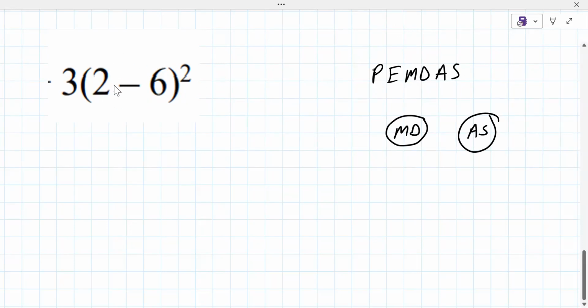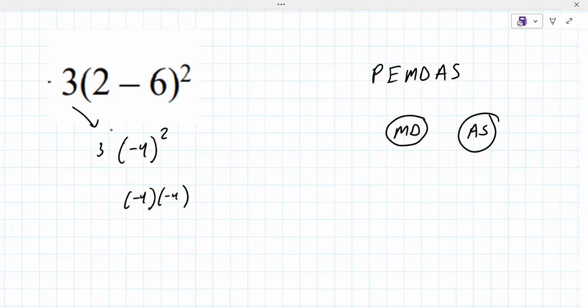What is inside parentheses? 2 minus 6. 2 minus 6. What does that become? -4. -4. But you're squaring it. What does that 2 mean in terms of squaring it? It's multiplied by itself 2 times. That's right. So -4 times -4. What does that become? -16. 2 negatives make a positive though.